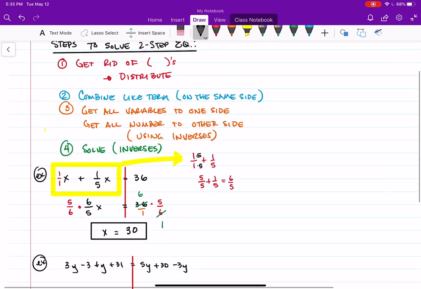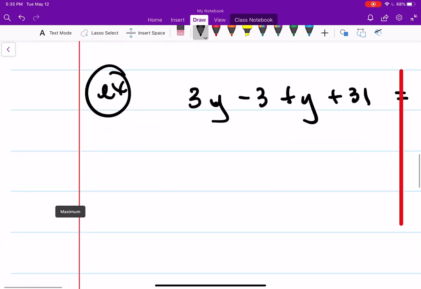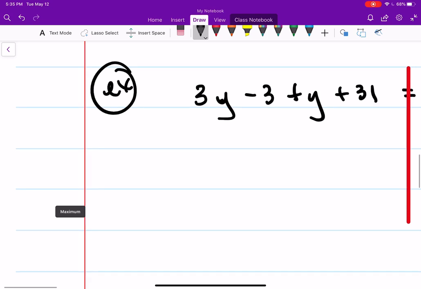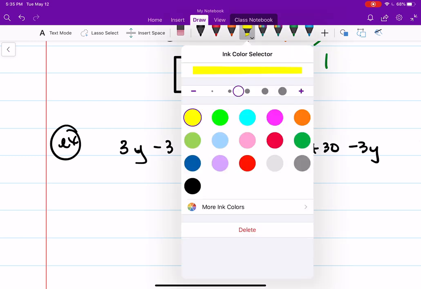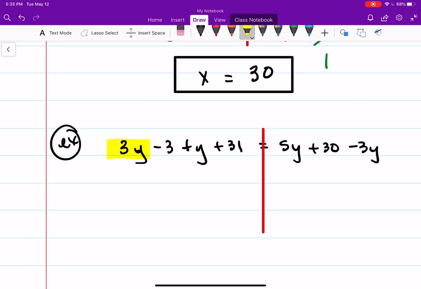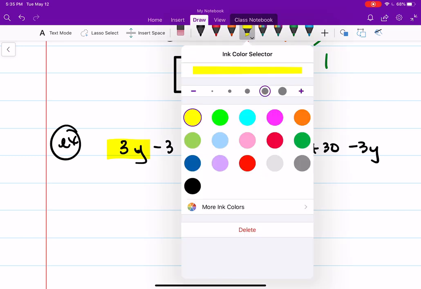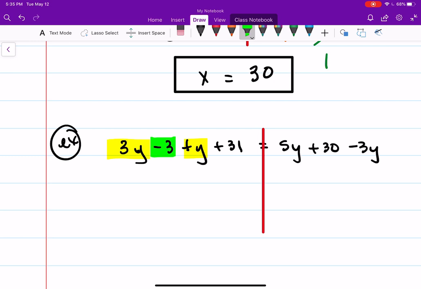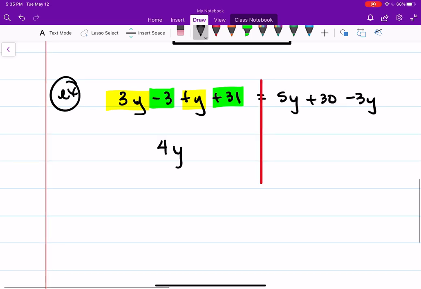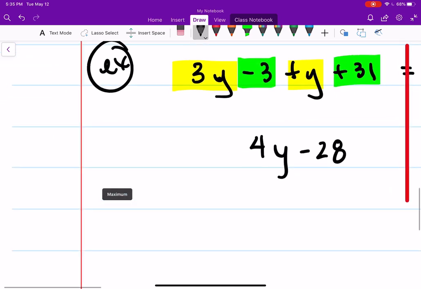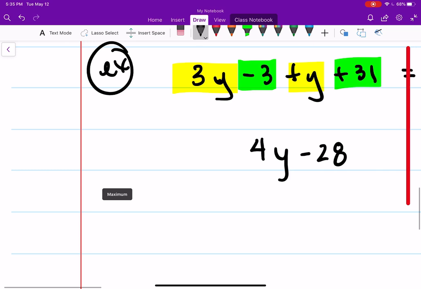I do have like terms, so that's what I'm gonna do. But since it's all one side, I'm actually adding them together. So what are my like terms? I have 3y and y. And then I have the negative 3 and the positive 31, okay? So over here, I get a 4y minus a 28, okay? So notice it's on the same side. I am just taking it as is, just adding them together, okay?